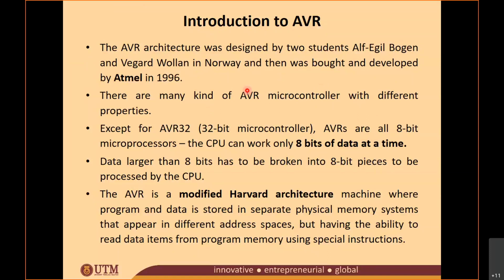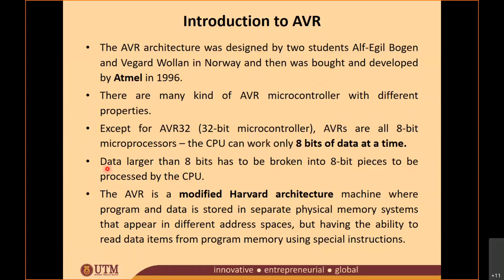Okay, ada banyak jenis AVR microcontroller, except for AVR32, which is 32-bit microcontroller. All AVR adalah 8-bit microprocessor. Okay, so the size of the data bus untuk semua AVR microcontroller ada 8 bit kecuali AVR 32. Maksudnya kat sini, the CPU can work only 8 bit of data at one time. Kamu boleh transfer data 8 bit pada satu-satu masa. Ataupun kamu boleh proses data 8 bit pada satu-satu masa. Kenapa? Dia punya data bus is 8 bit.